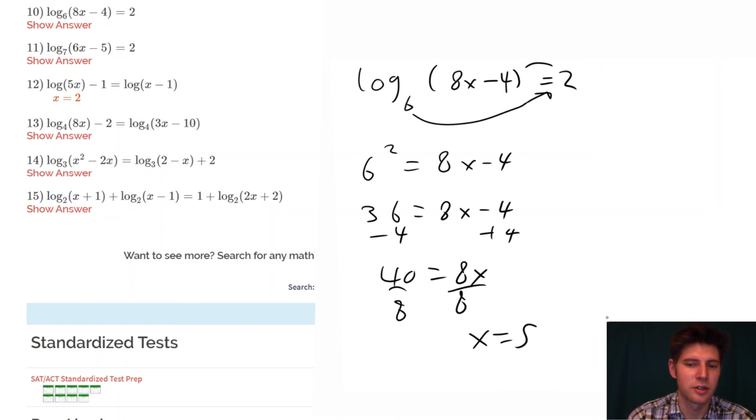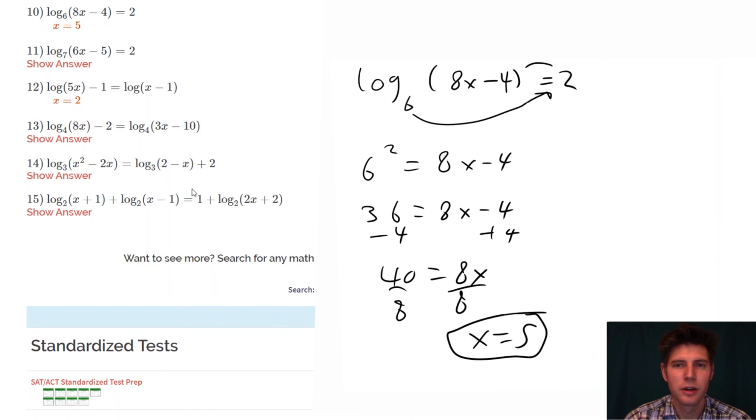And we can check the answer. And yep, x equals 5. So anyway, that's how I do these.